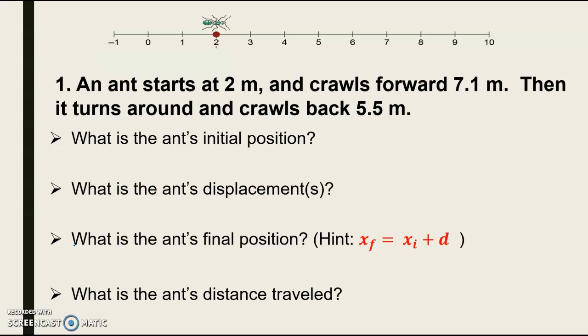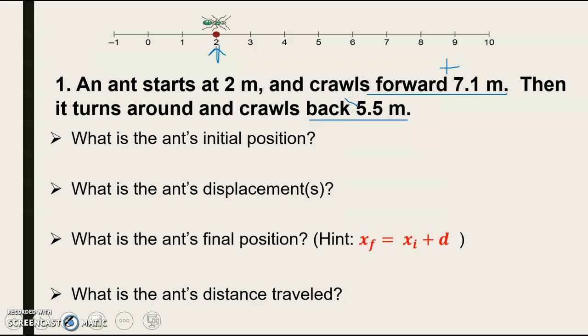Number one, an ant starts at 2 meters. So as you can see, the ant is located at the 2-meter mark. And it crawls forward 7.1 meters. So we know that it goes forward 7.1 meters. Forward also is positive, so positive 7.1. Then it turns around and crawls back 5.5 meters. And back is a negative value.